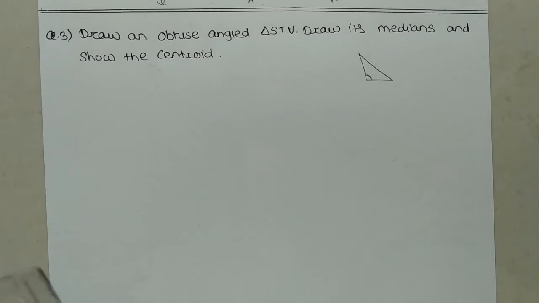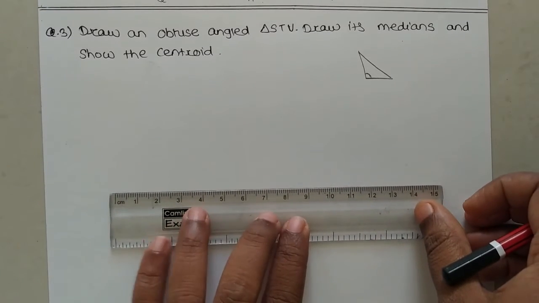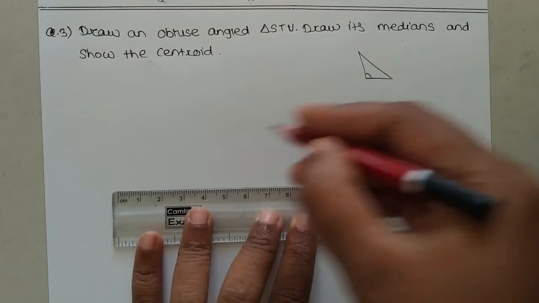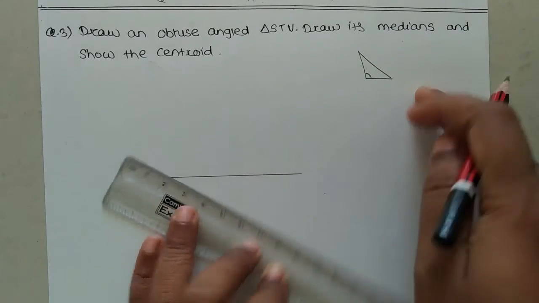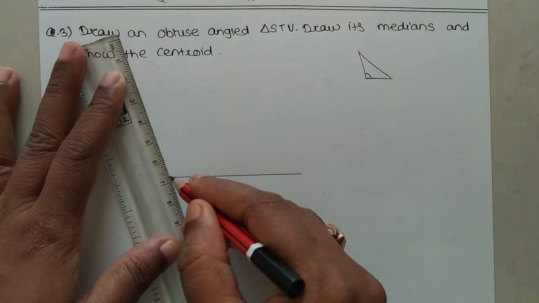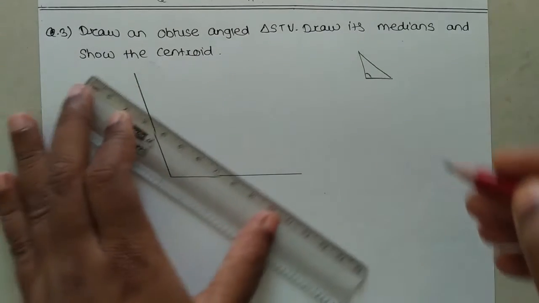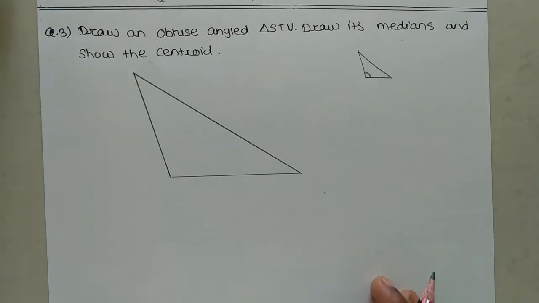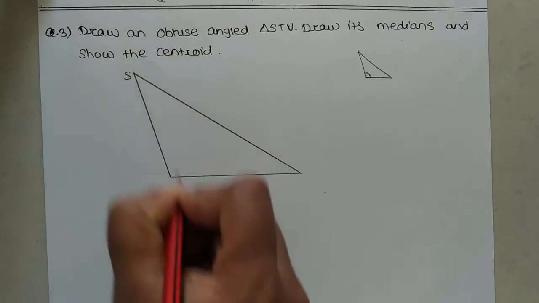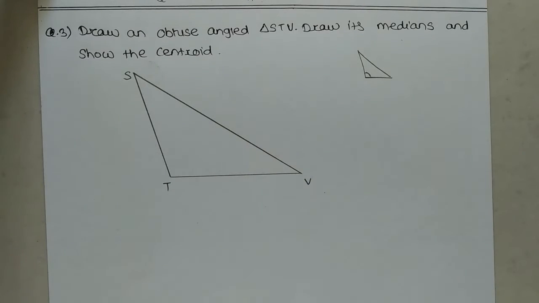Okay, so how to solve this one? So first of all, draw the obtuse angle triangle. By using the scale, we have to draw here an obtuse angle triangle. Okay, and name it as STV. Okay, now we have to draw the medians here.